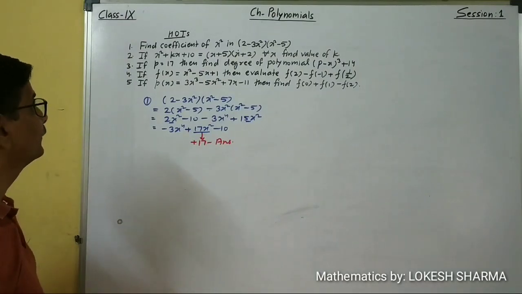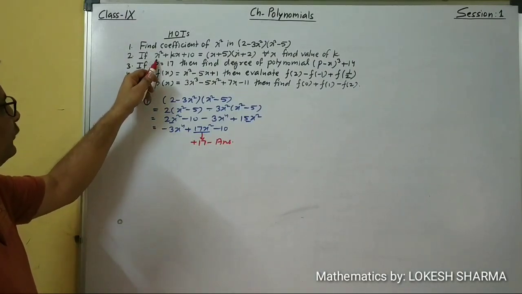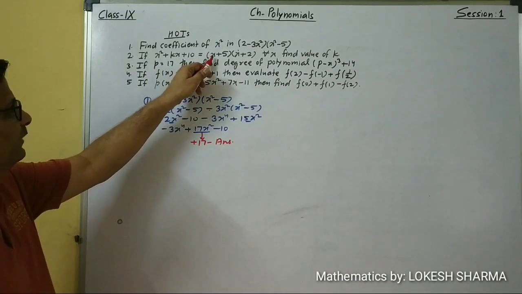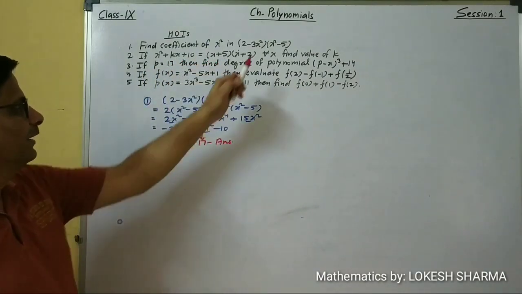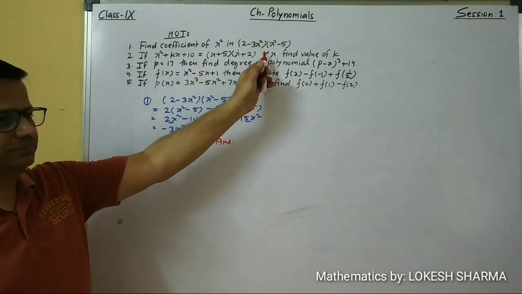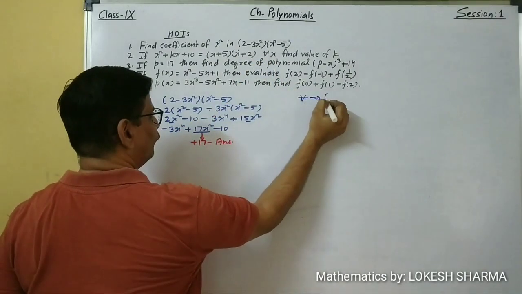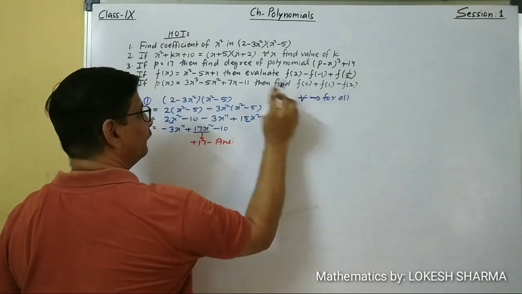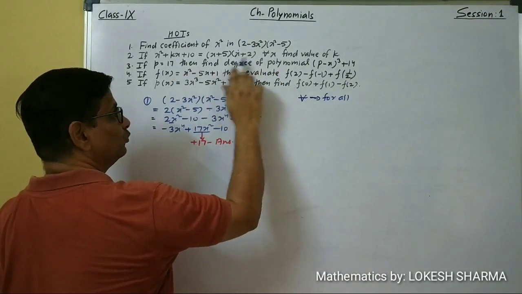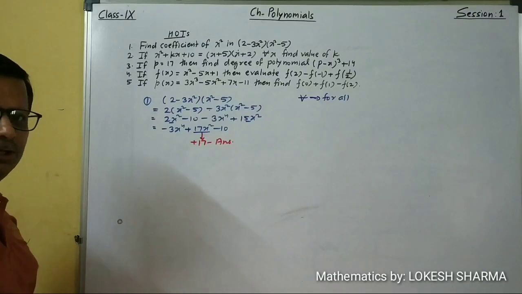Okay, now the second question: if x square plus kx plus 10 is equal to x plus 5 into x plus 2, this symbol stands for all. Okay, this symbol means for all, and if for all values of x this statement is true, then we have to find the value of k.